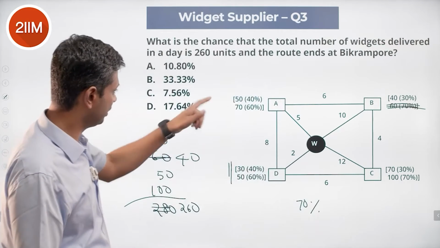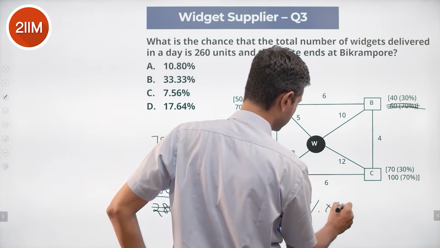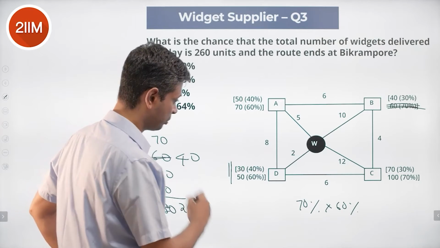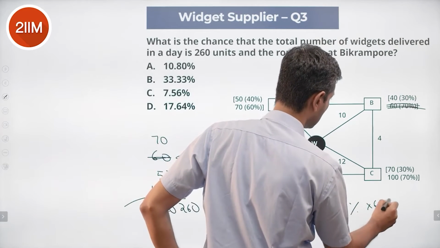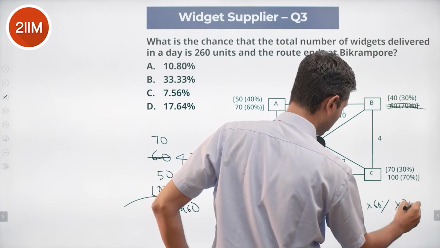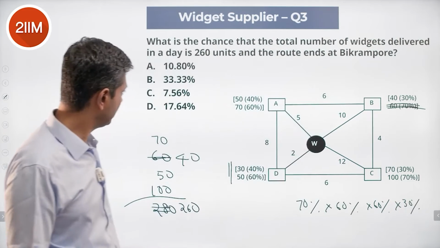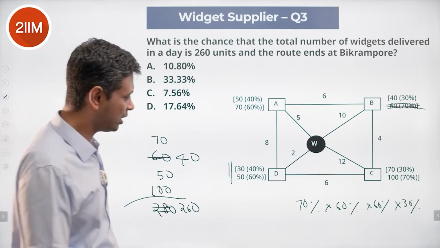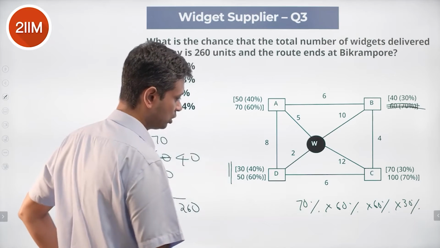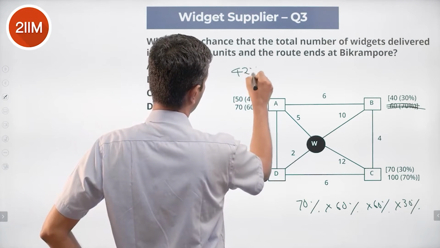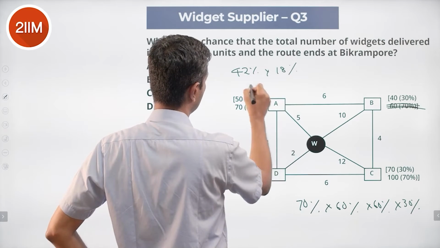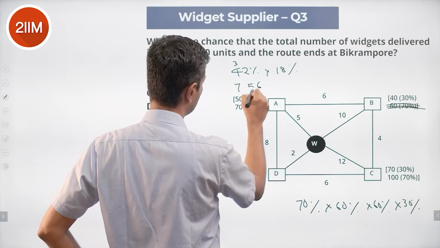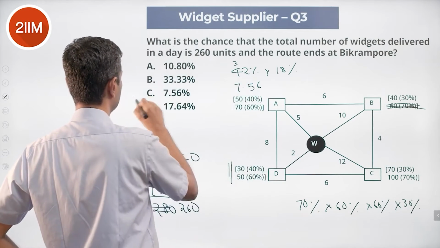This should be 70, 60% chance of this happening. This should be again 50, which is 60% chance of that happening. That should be 40, 30% chance of that happening. 70 into 60 into 60 into 30. 60 into 30 is 18%, 70 into 60 is 42%. 42% into 18%. 18 to 36, 6, 3, 18, 4, so 72, 72 plus 3, 75. Should be 7.56%. Just this.